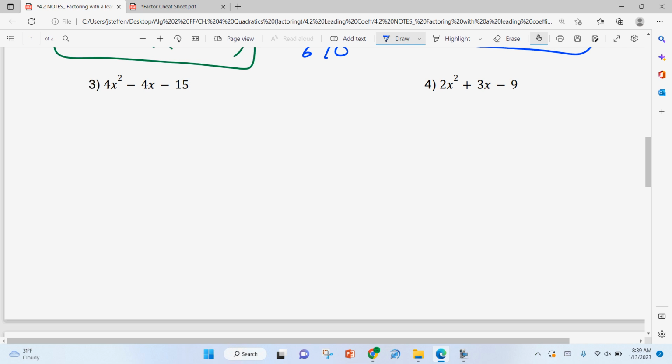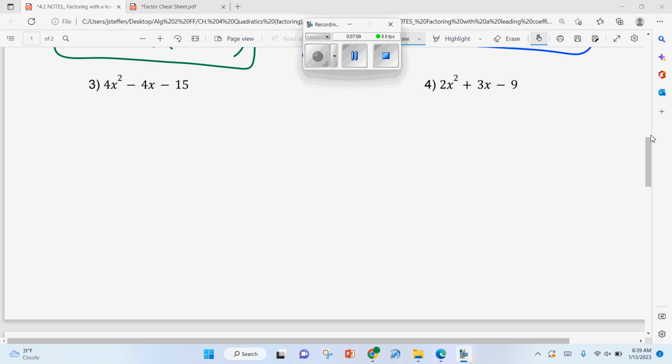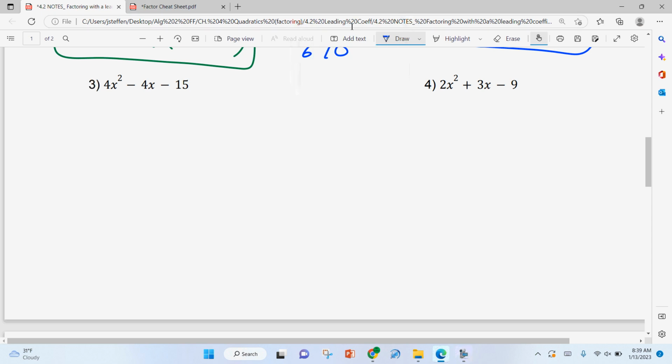So number 3, I changed my number 3. So you're going to want to do the same thing, and I'll tell you why once we get started here. I changed this to 4x squared minus 4x minus 15. So make sure you write this one down, or else you're going to have the wrong work, and it might confuse you later. 4x squared minus 4x minus 15 for this one.